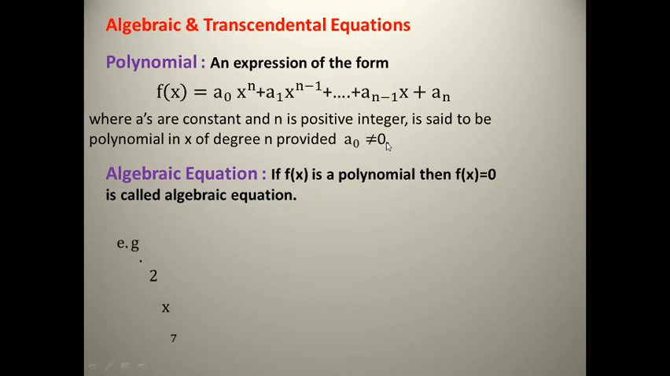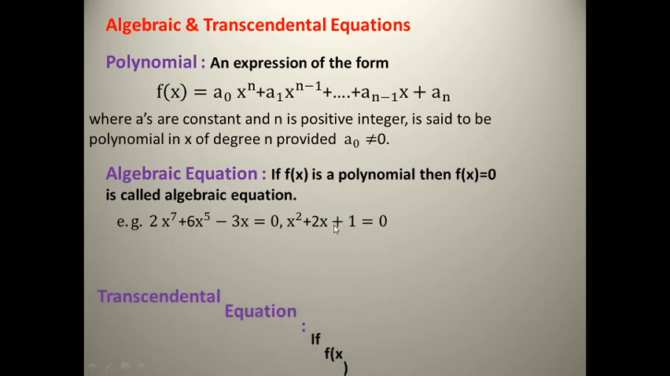Let's see the next important definition, that is algebraic equation. If in the equation f of x equal to 0, the function is a polynomial, then it is called an algebraic equation. For example, x square plus 2x plus 1 equal to 0, or 2x to the power 7 plus 6x to the power 5 minus 3x is equal to 0. Here you can see that the expression f of x is nothing but a polynomial. Hence, this is an example of an algebraic equation.